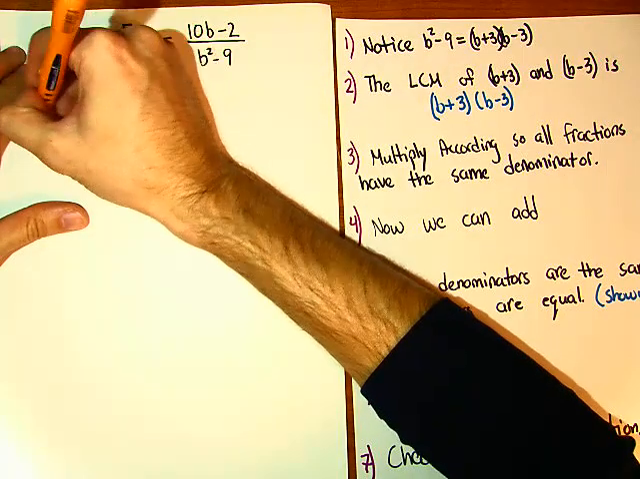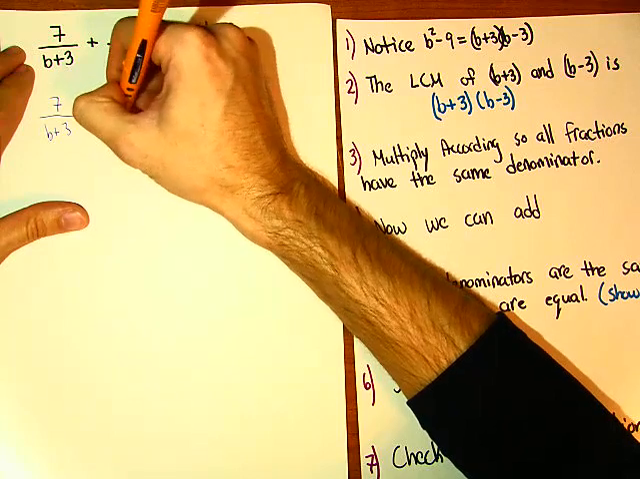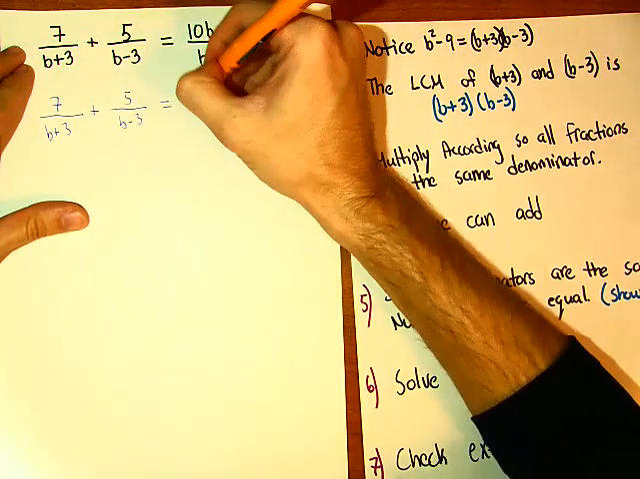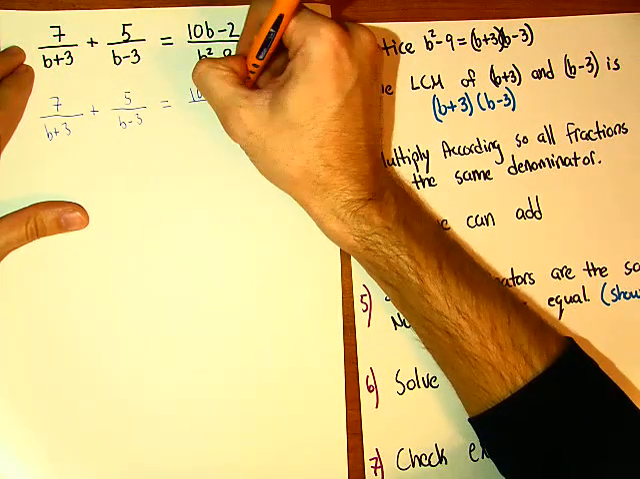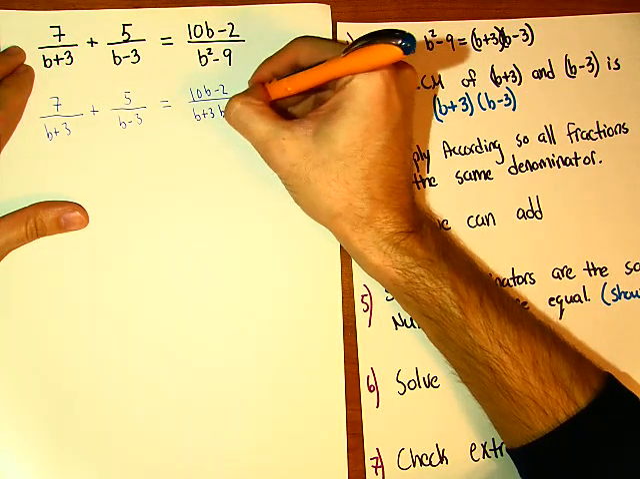So let's just change this up a little bit. So this is b plus 3. This stays the same. This stays the same. And this is equal to 10b minus 2. That numerator is the same. But we're just going to change the way this looks. This is b plus 3, b minus 3.